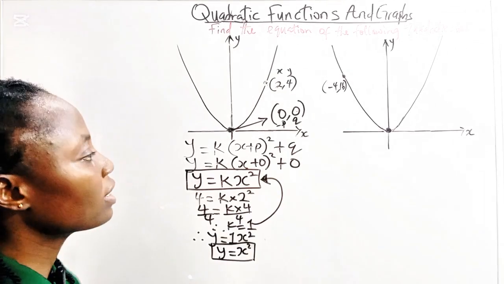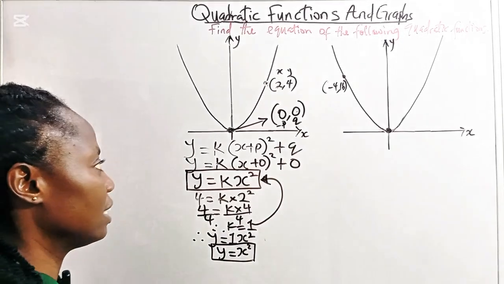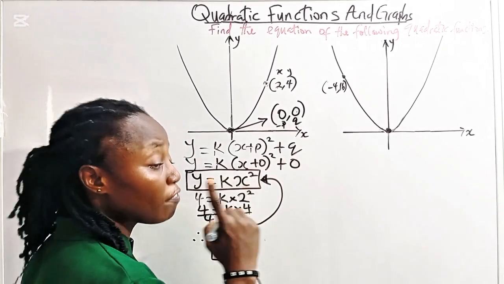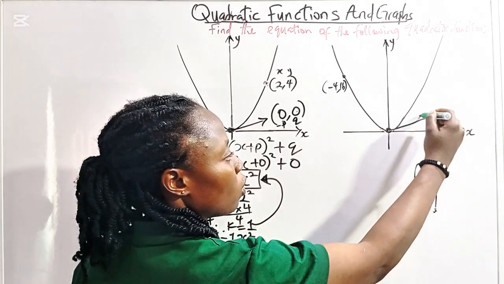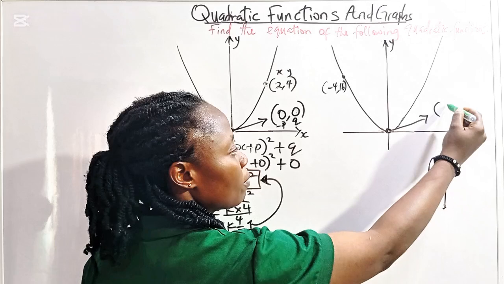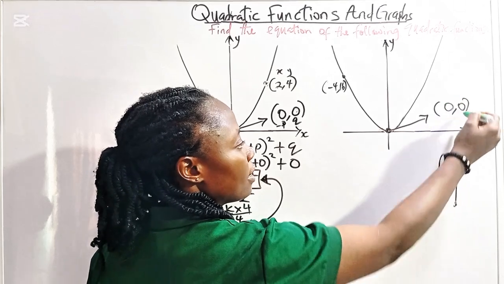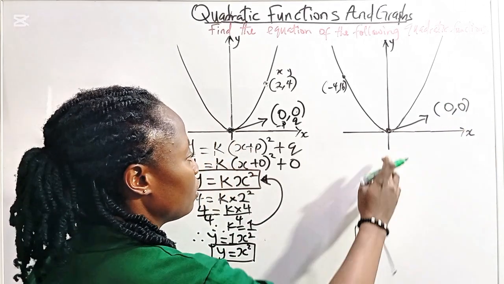Let's go to the second diagram. We are going to do the same thing. In the second diagram, the first thing is to find our turning point. See, the turning point is also at the origin. So the turning point here is what? 0 and 0. Good. So let's use our formula.